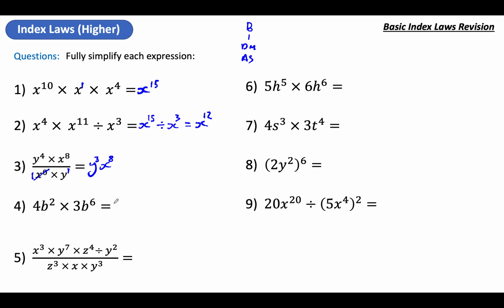This one, right, remember, multiply your ordinary numbers first. So that's 4 times 3 is 12. And then add your powers. b to the power of 2 times b to the power of 6 means you add the powers to get b to the power of 8.